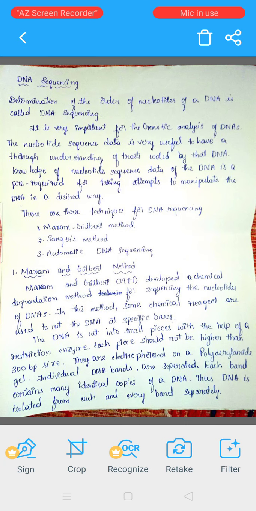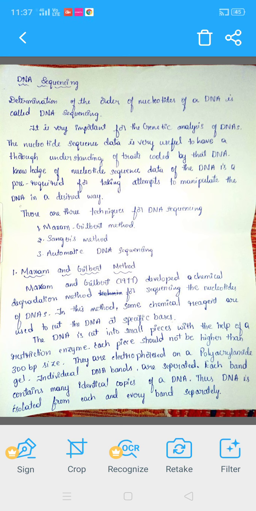In this class, I am going to explain DNA sequencing. Determination of the order of nucleotides of a DNA is called DNA sequencing. It is very important for genetic analysis of DNAs. The nucleotide sequence data is very useful to have a thorough understanding of traits coded by that DNA.